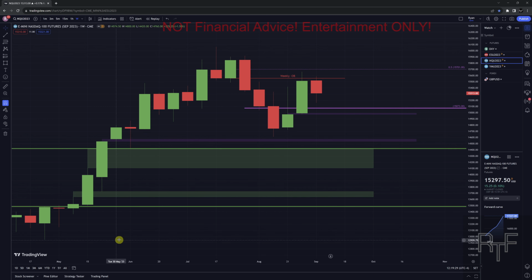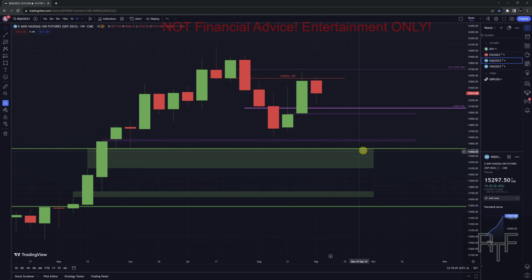If you look at the monthly imbalance, the monthly BISI, there's two weekly BISIs within it. There's a larger one in the upper portion, which I think price can reach down into, and then it may have some sort of a retracement. But ideally, I want to see price reach for the lower weekly imbalance.